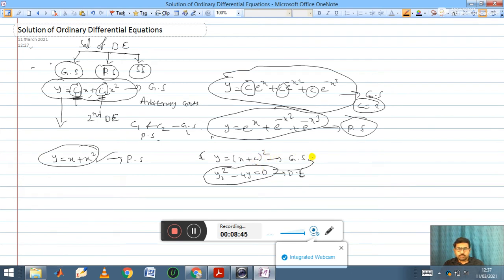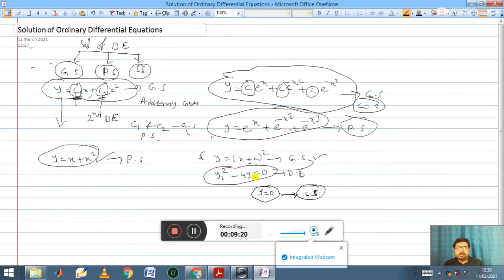How many arbitrary constants are involved in the general solution? Only one, that is c. So usually this is the general solution. If you find the c value, it leads to a particular solution. But here, in the given differential equation, if you put y equals 0, it leads to the singular solution. Try to understand: y equals 0 leads to the singular solution.